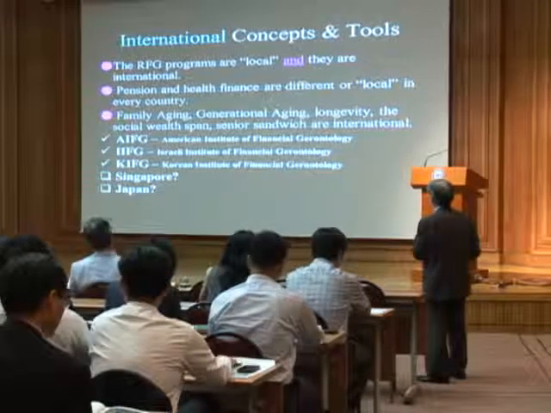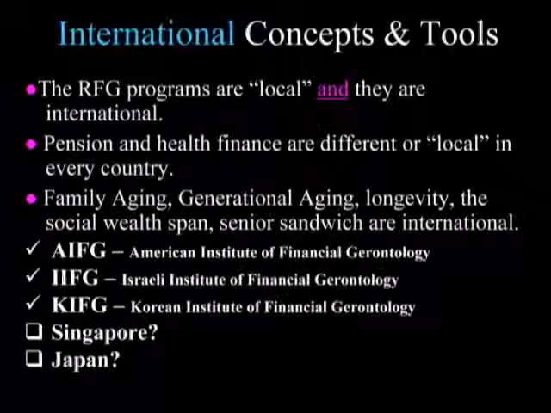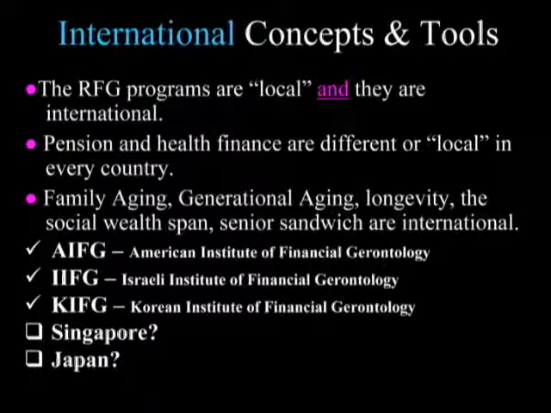So we know that pension and healthcare are different in every country, but family aging and generational aging and longevity and social wealth span, senior sandwich, they're all global or international concepts.